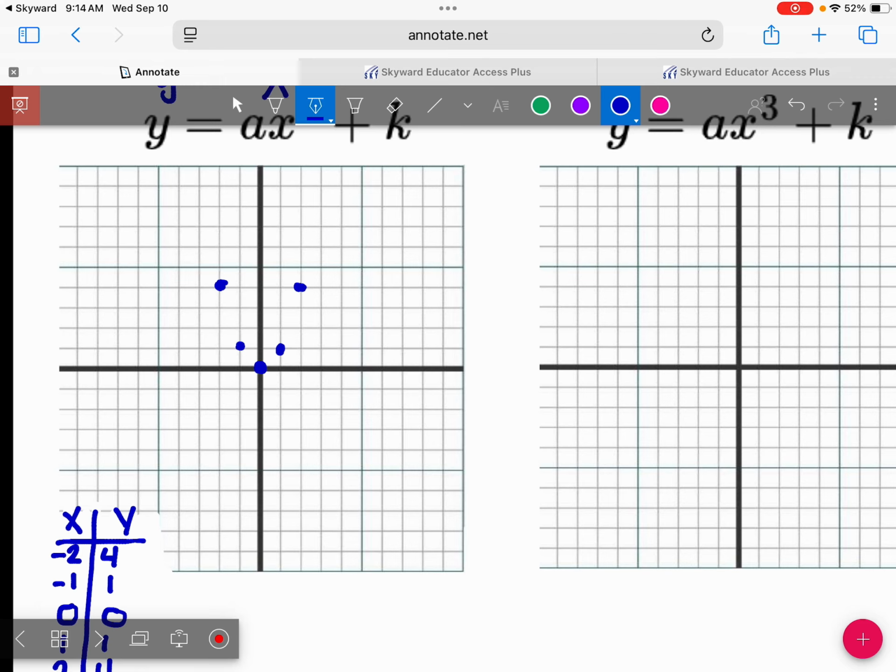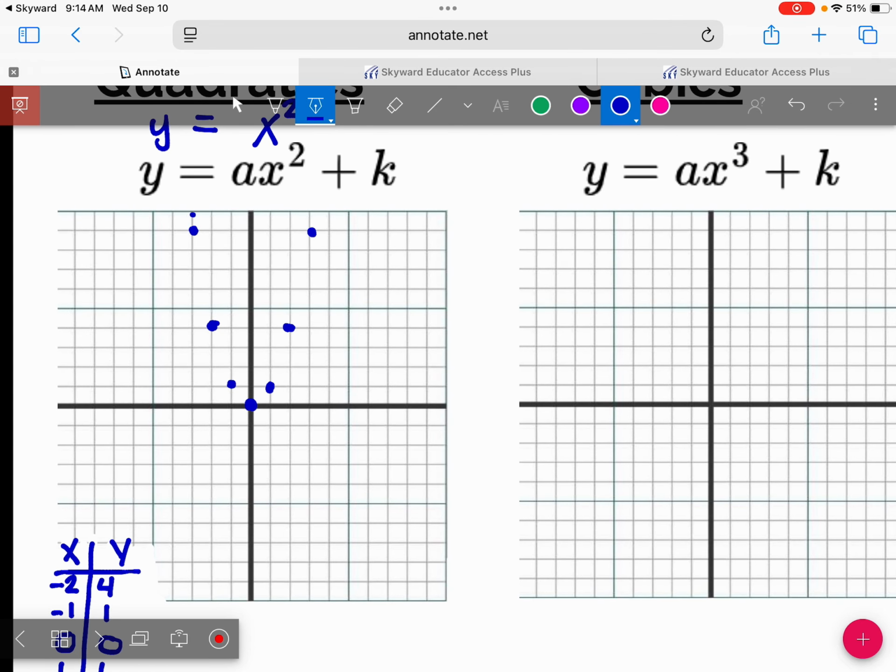We could go out farther. I could know what happens at 3. What would 3 squared be? 9. So if I went out to x is 3, I could get a point up at 9. Same thing with negative 3. I could have 9. We don't have to go all the way out that far. If it helps you, draw it. If it doesn't help you, don't draw it.